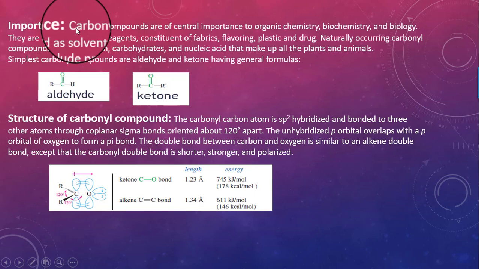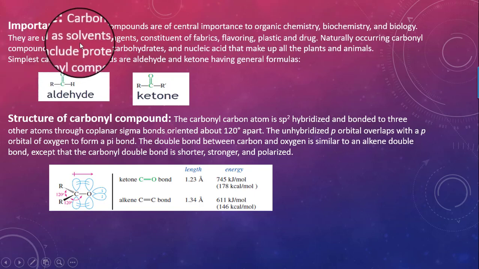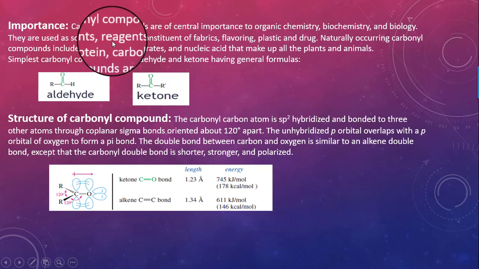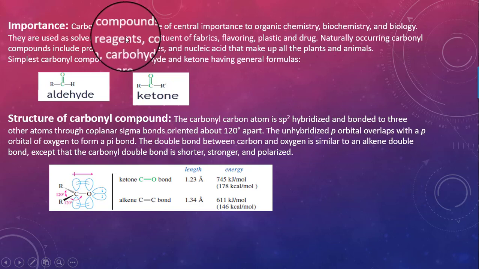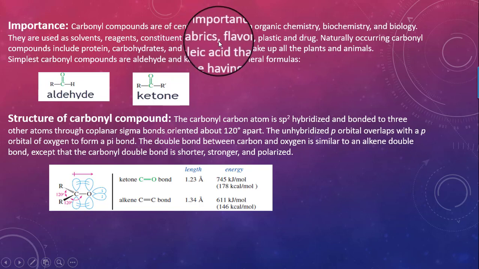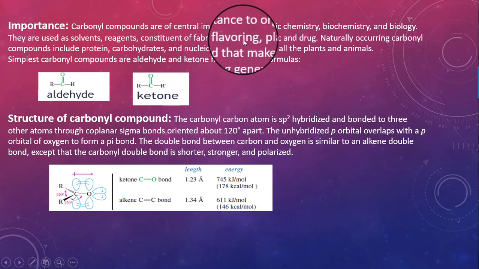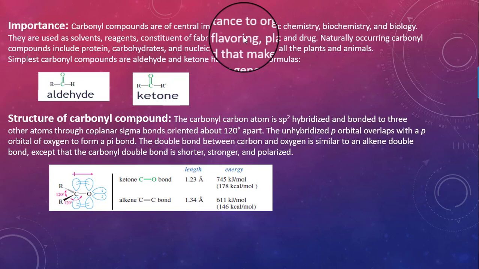Now we talk about the importance of carbonyl compounds. Carbonyl compounds are of central importance to organic chemistry, biochemistry, and biology. They are used as solvents, they are used as reagents, and they are used as a starting material for manufacturing many other materials. They are used as a constituent of fabrics. They are used as flavoring agents. Like carvone has a mint flavor and it is used mostly in chewing gums.